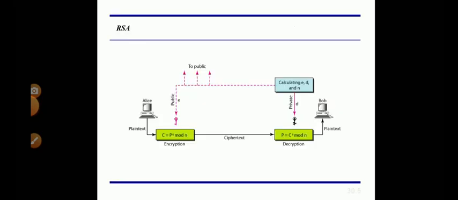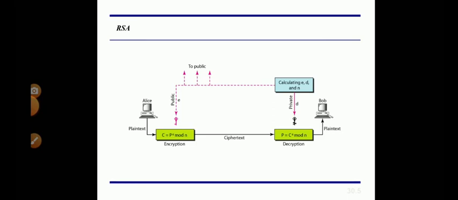In this diagram, we have explained the RSA algorithm. Alice sends a message to Bob, so she is going to use the RSA algorithm. In RSA, we perform encryption and decryption. First, we do encryption by using the formula C is equal to P power E mod N. After calculating E and D, we compute C is equal to P power E mod N. That is, after encryption, we have the ciphertext.